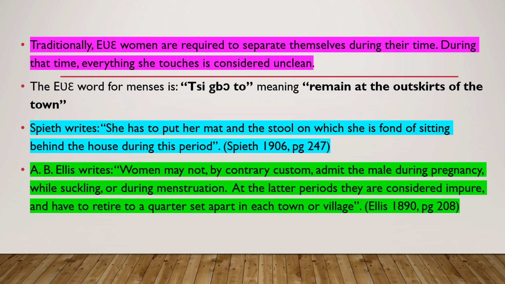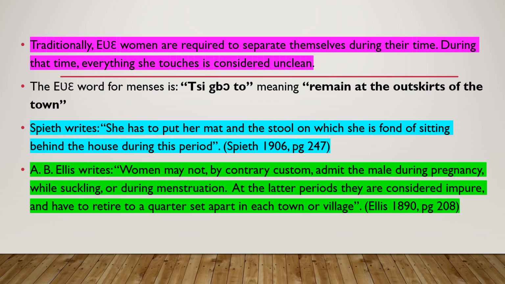Traditionally, every woman is required to separate herself during her time. During that time, everything she touches is considered unclean. The other word for menses is chi gbo to. Remember, I told you that the TS makes a ch sound. So this is chi, gbo, to. GB is b, and backward C is o. Chi, gbo, to. This means remain at the outskirts of the town, which is separate, be separate.